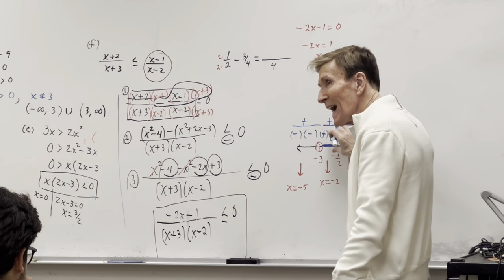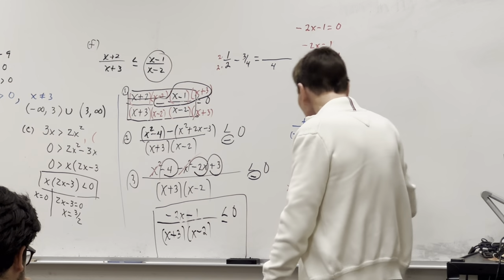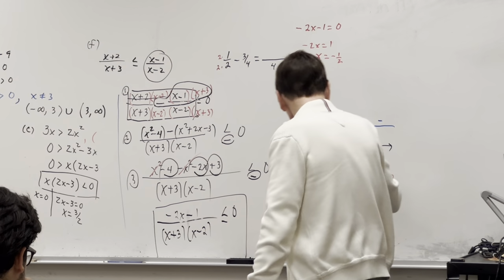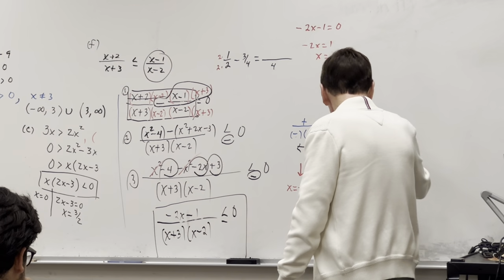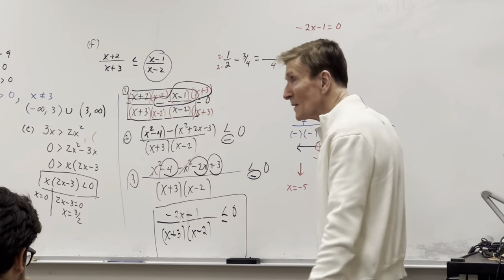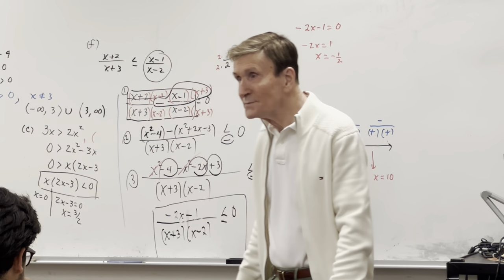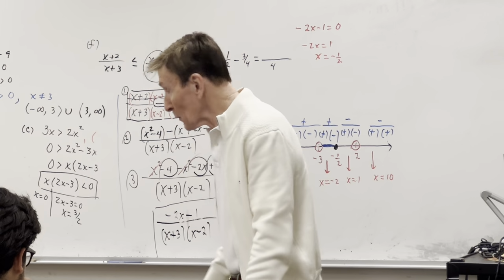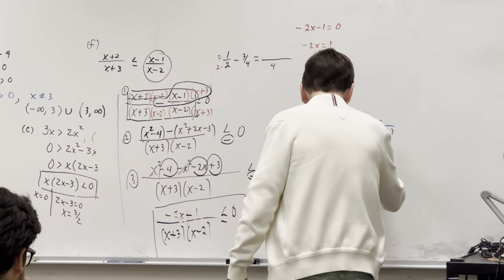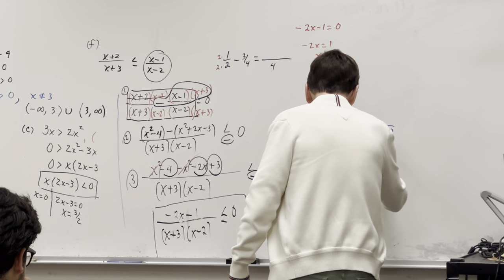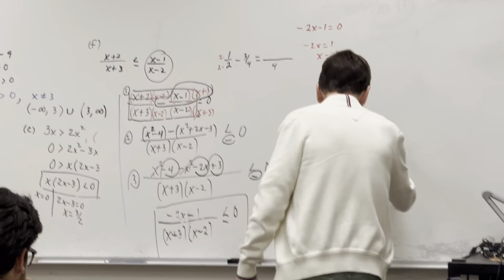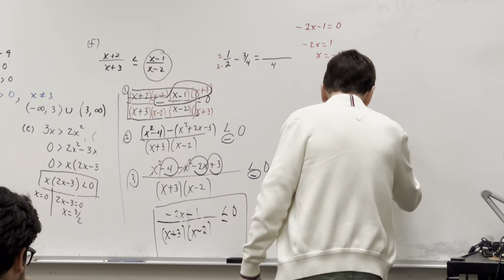I'm trying 10. That's a -20, subtract 1 is a -21. 10 plus 3, that's a positive, positive 13. 10 subtract 2, positive 8. Altogether, is that a negative? That's what I wanted. So I discovered another interval that works.